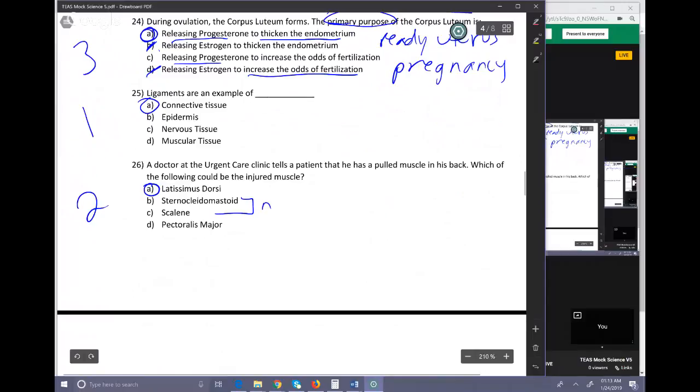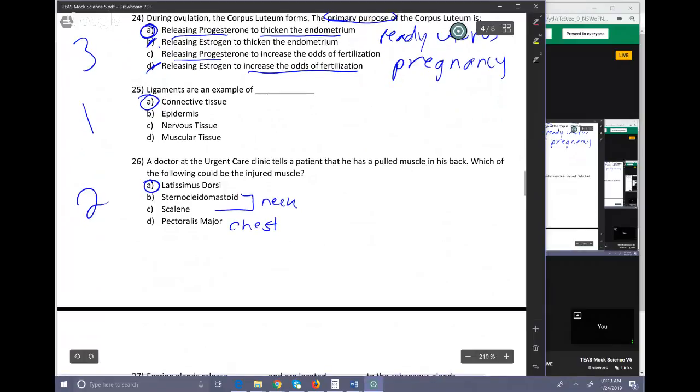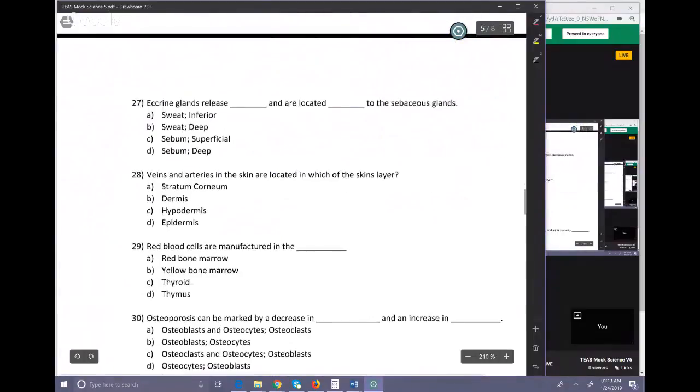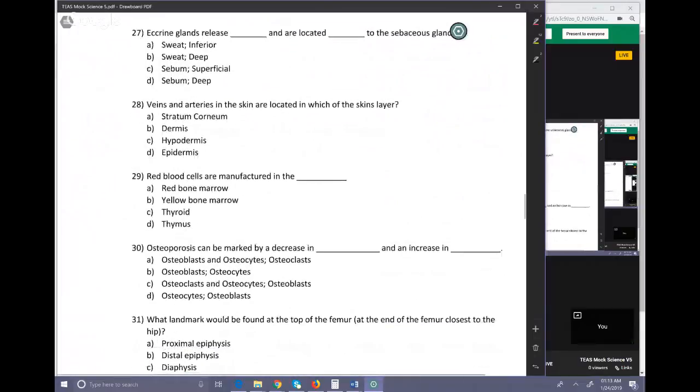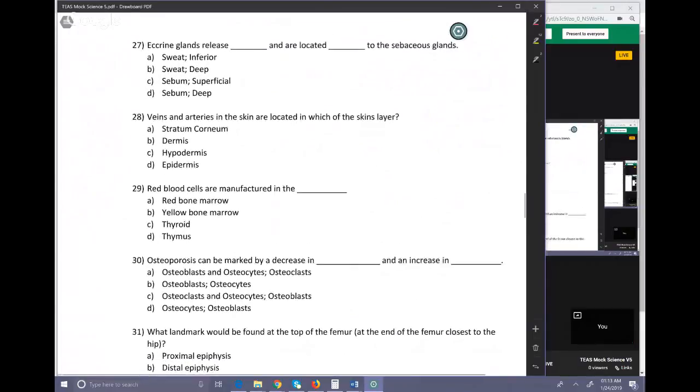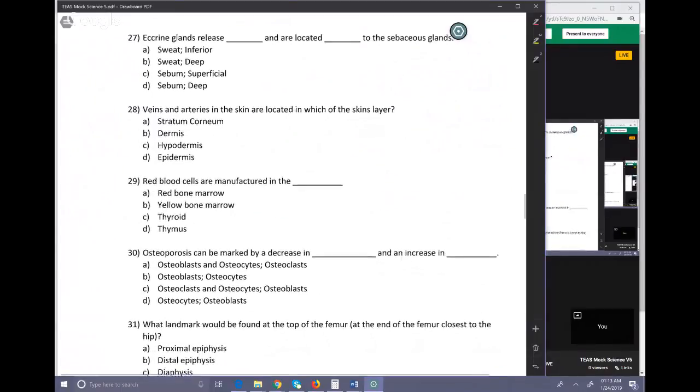These two are in the neck. This is in the chest. You don't need to know neck or chest muscles. You just need to know the lats. That is the only one that I've ever seen them ask for specifically on the TEAS. If you're doing the HESI, that's a whole different story. If you're just doing the TEAS, that's the only muscle you need to be able to identify.